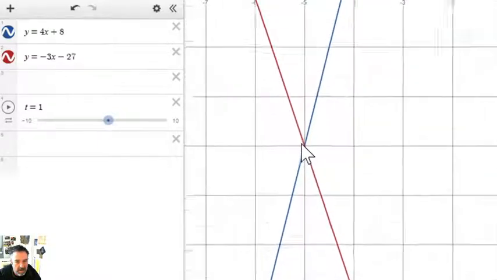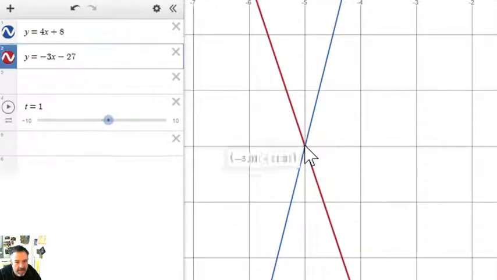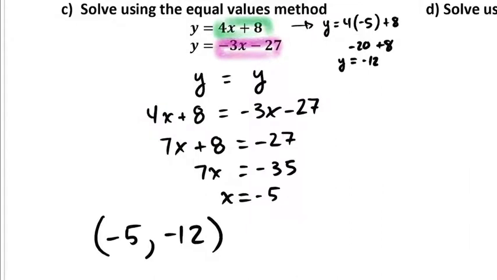Let me zoom in here. And if I click this spot, it says this happens when x is negative 5 and y is negative 12. That's where they meet. And you can see that that's exactly what we found. X was negative 5 and y was negative 12.